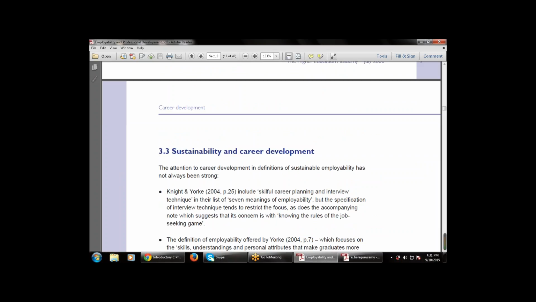That is Knight and Yorke in 2004, who include skillful career planning. Skillful career planning means my planning for my career is very skillful, along with interview technique in their list of 7 meanings of employability. But the specification of interview technique tends to restrict the focus, as does the accompanying note, which suggests that its concern is with knowing the rules of the job-seeking game. That is, what are the various rules of the job-seeking game.